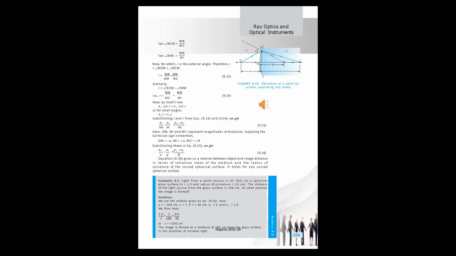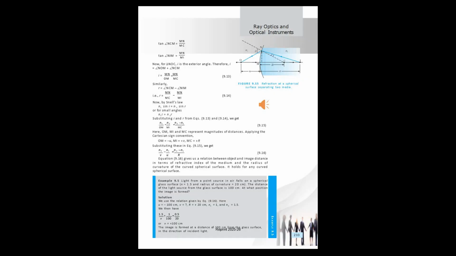Tan of the angle NCM equals MN by MC, and tan of the angle NIM equals MN by MI. Now for the triangle NOC, i is the exterior angle. Therefore, i is equal to angle NOM plus angle NCM. So i equals MN by OM plus MN by MC. Similarly, r is equal to tan angle NCM minus angle NIM, that is r equals MN by MC minus MN by MI.